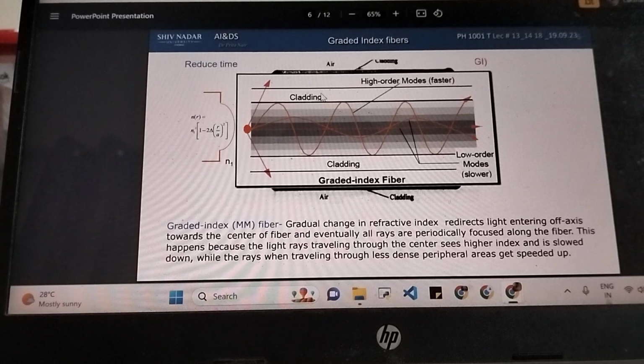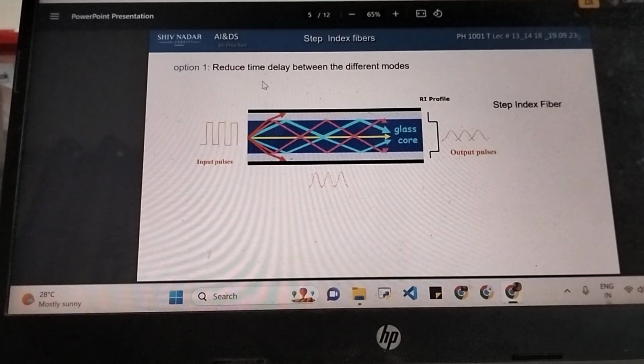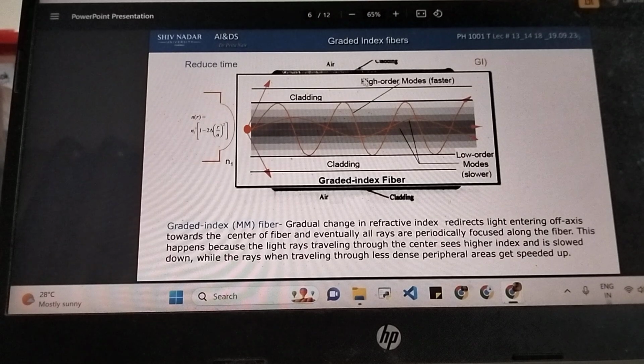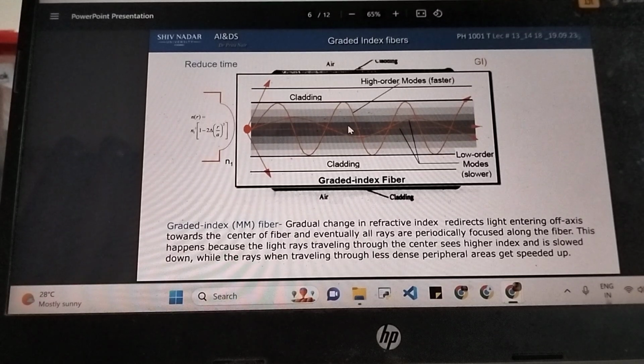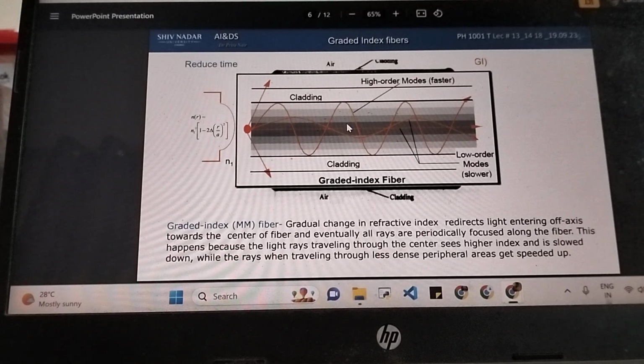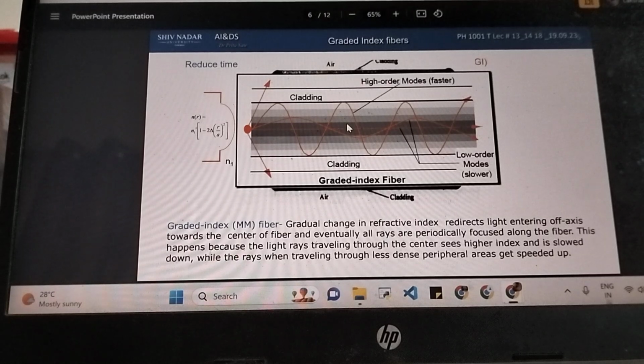Let's say your cladding was 1.35. In a step index, this would be 1.35 and then the core would be 1.5. Here what happens is this is 1.35, then you have 1.37, 1.39, 1.4, 1.43, 1.45, 1.47, and the central part will be 1.5. So there are multiple layers within the core arranged in increasing order of refractive index.